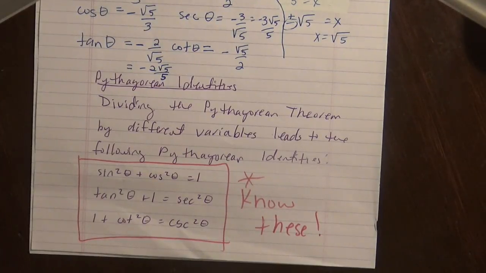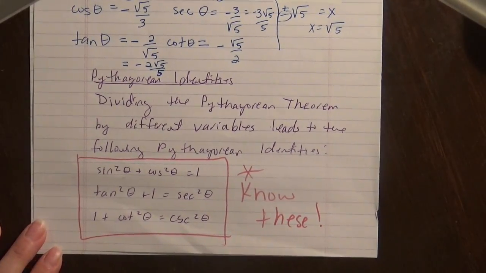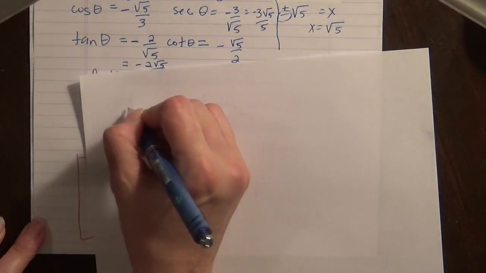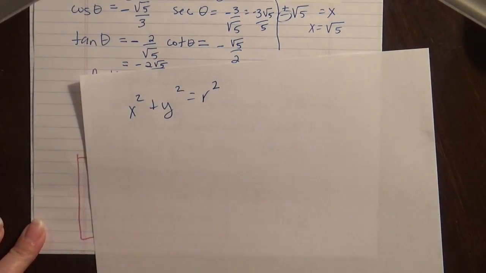Next, we're ready to discuss the Pythagorean identities. As you can see, I've marked these as extremely important as well. Before I just give you those formulas, I want to show you how we get these. Let's start with the Pythagorean theorem. With what we've been working with, we've been doing x squared plus y squared equals r squared.